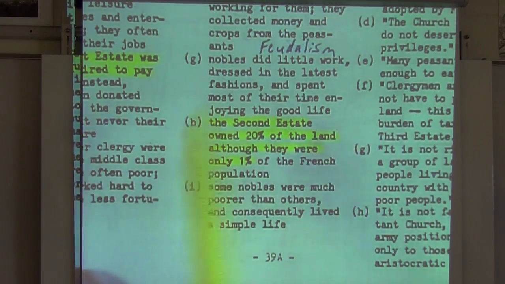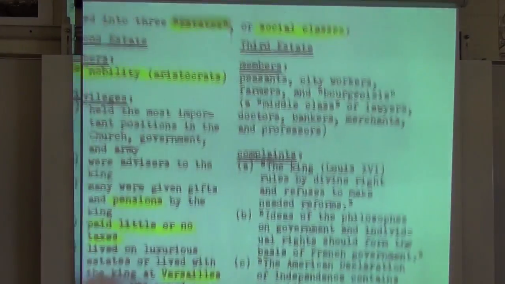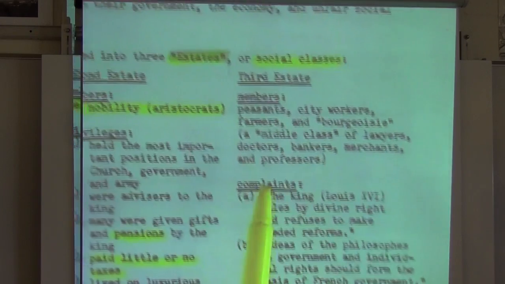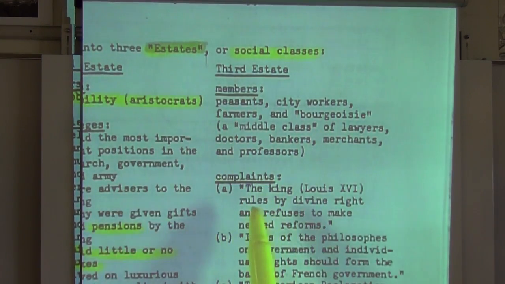This is the same kind of thing: no taxes, a lot of land, same as the First Estate. All right, so here we go to the third side. You can see that they do not get privileges. The Third Estate has complaints. Basically, the Third Estate's everybody else.